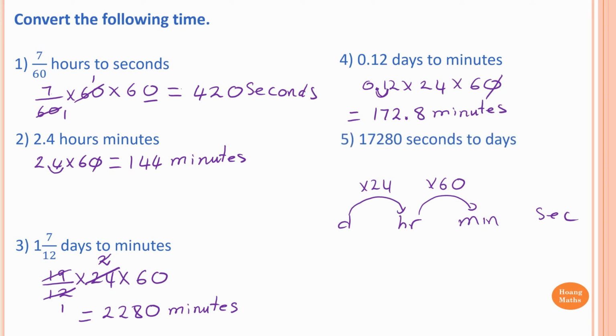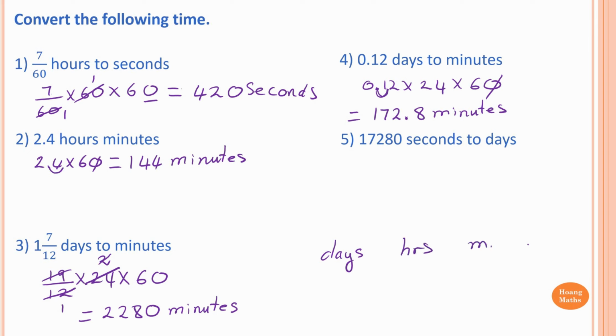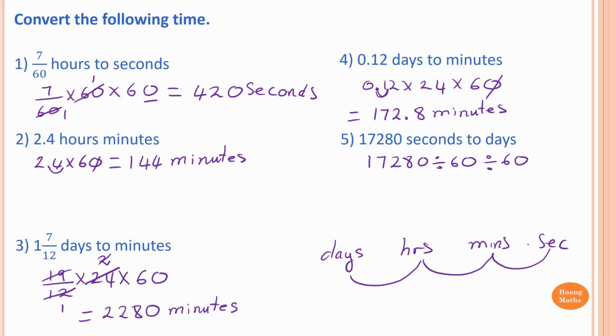Next one. So we have 17,280 seconds converted to days. So we start with days, and then hours, minutes, and then seconds. So from seconds to days, we divide by 60 first. So just write 17280 divided by 60 to give me minutes. Then I divide by 60 to give me hours. And then from hours to days, I divide by 24.